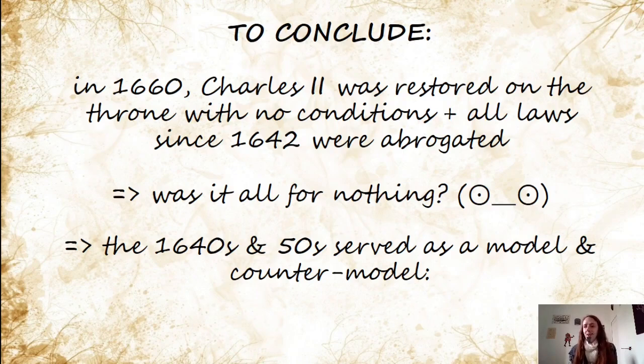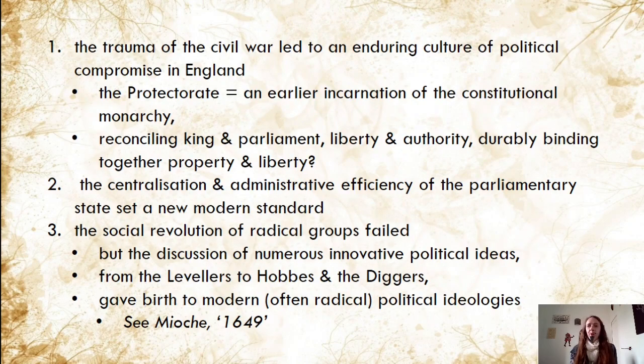The 1640s and 50s served as a model and a counter-model. The trauma of the war led to an enduring culture of political compromise. Rather than have all-out conflict, better to have a compromise. So the Protectorate was an early incarnation of the constitutional monarchy. Yes, it wasn't a monarchy, but some aspects of it meant that it is a form, an incarnation of that system that's coming up soon in the lectures.